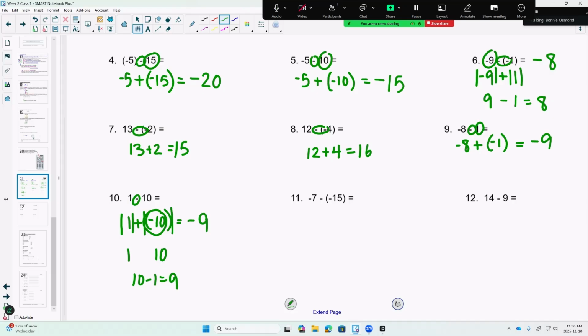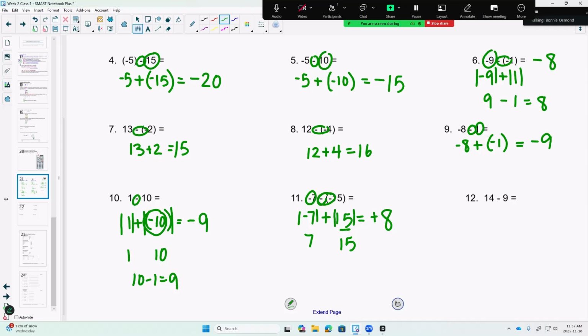And like I said, the subtraction you could probably do mostly in your head. So here, keep my negative 7, and I've got a minus negative, so I'm going to change that to plus. Now I've got negative 7 plus 15. Absolute value of negative 7 is 7. Absolute value of 15 is 15. 15 take away 7 is 8. 15 is bigger, it's positive, so my answer is positive 8.